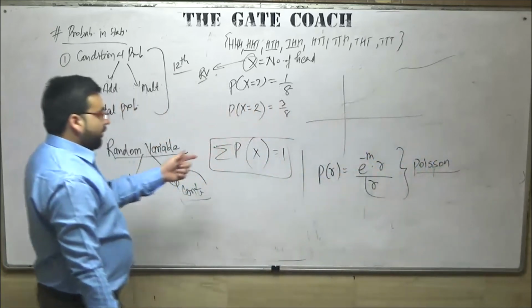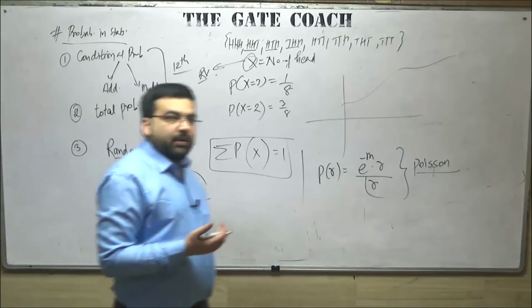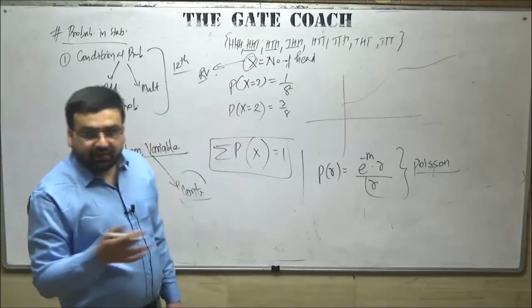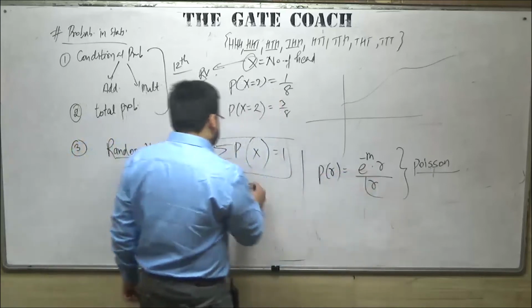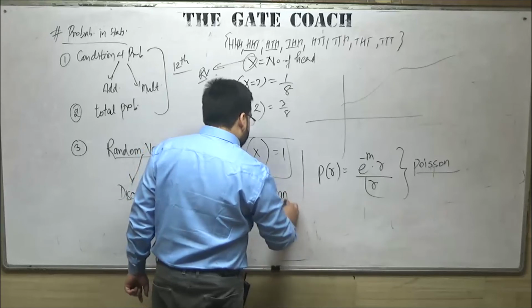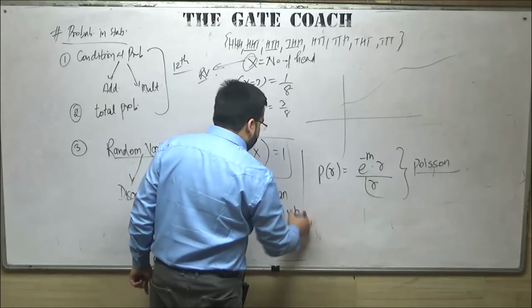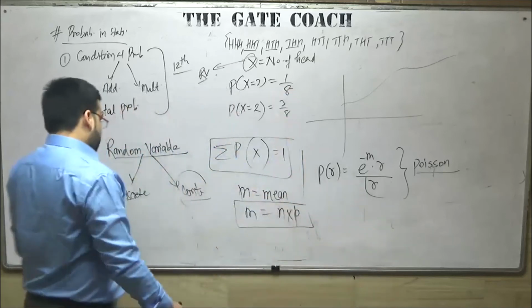Suppose that something follows Poisson distribution. The probability of getting 3, 4, 5, 6, 11, 1000 will be how much? So it will be e raised to power minus m into m raised to r upon r factorial. Now what is this m? M is the mean. And what does this mean? The number of terms multiplied by the probability of success, that is n times p. M is the mean.